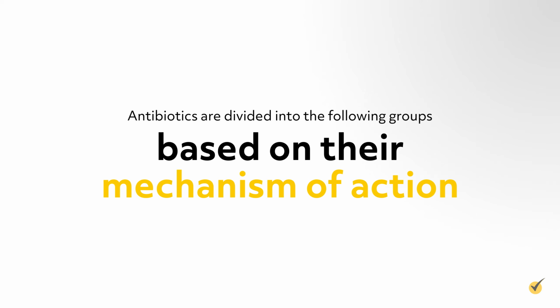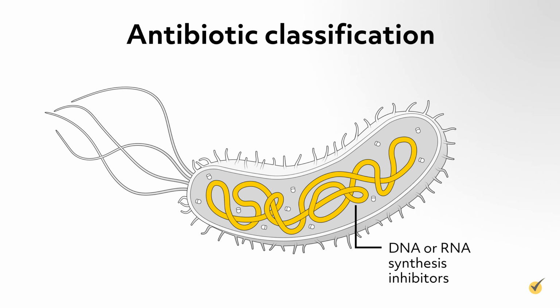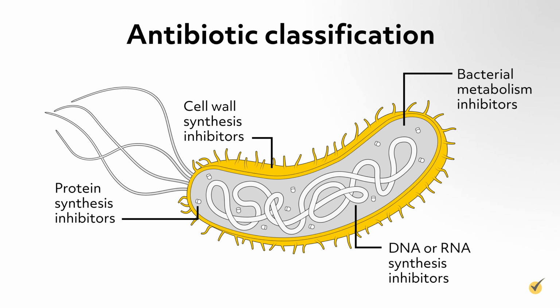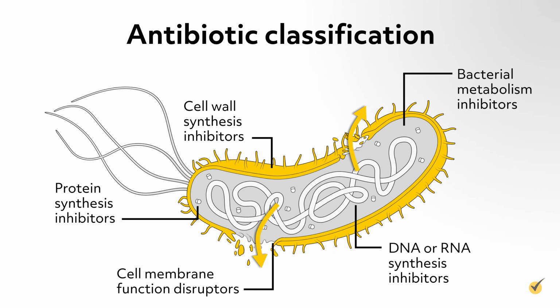Antibiotics are divided into the following groups based on their mechanism of action: DNA synthesis inhibitors, bacterial metabolism inhibitors, protein synthesis inhibitors, cell wall synthesis inhibitors, as well as disruption of cell membrane function, which was not listed as a choice.